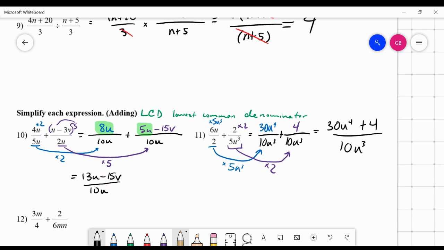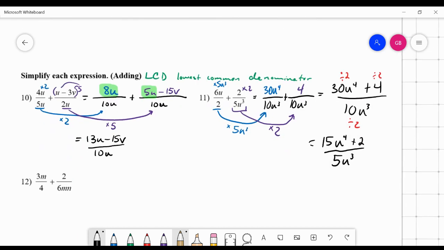Well, let's see. All the numbers are even, so we could divide each number by 2, the regular numbers. Let's go ahead and do that. We could simplify a little bit. You're left with 15u to the fourth power plus 2 over 5u to the third power. There you go.